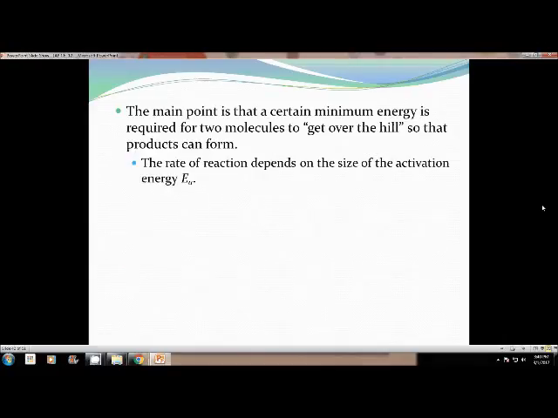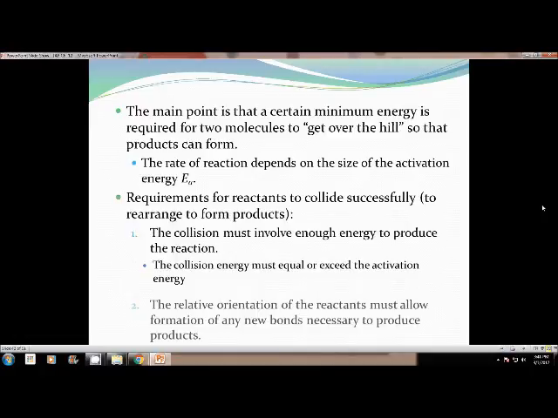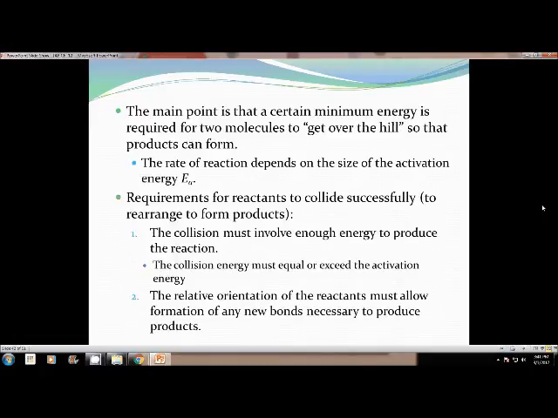The main point here is that a certain minimum energy is required to get over the hill so that the products can form. So the rate of reaction depends on the size of the activation energy, labeled EA. Some requirements for molecules to collide successfully and rearrange: the collision must involve enough energy to produce the reaction. The energy from the collision must equal or exceed the activation energy. Otherwise, they're just going to hit each other and bounce away.